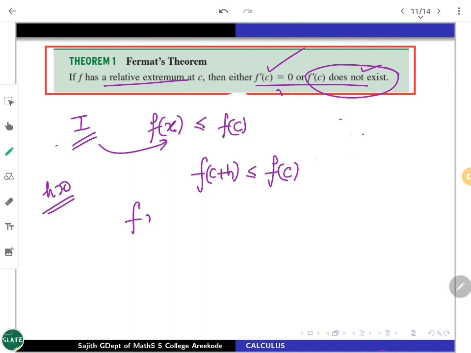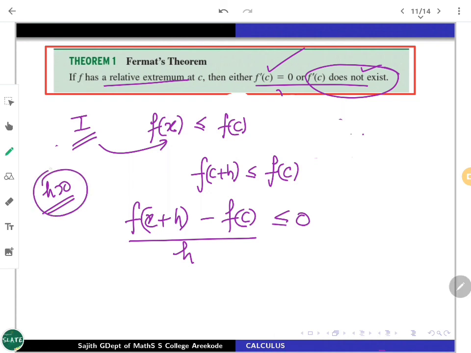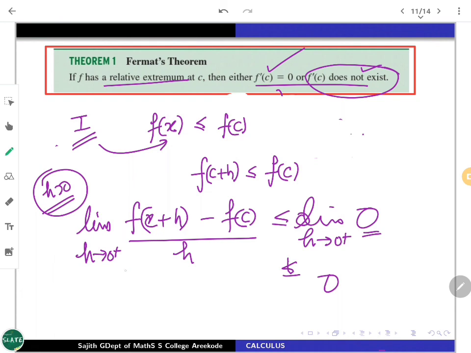This says f of c plus h minus f of c is less than or equal to 0. On division by h this will behave the same way, I mean multiplying by 1 by h, as h is positive for the time being. Now just apply the limit. Taking the right hand side limit, h tends to 0 plus, this will be less than or equal to the limit of 0 as h tends to 0 plus. It's a constant function now, so this is 0.